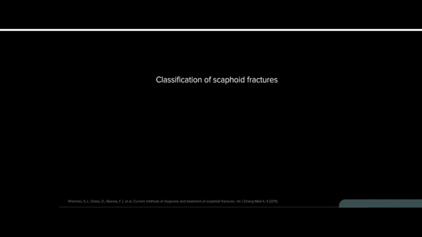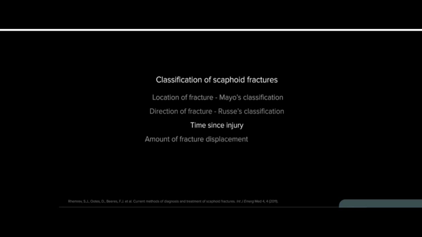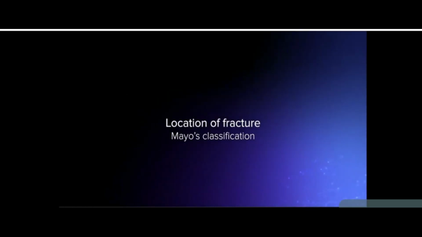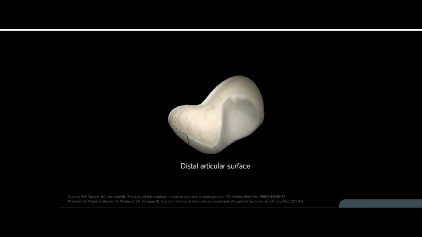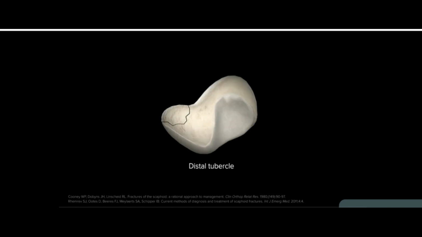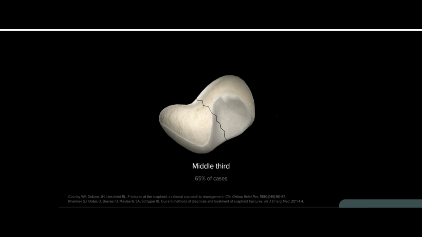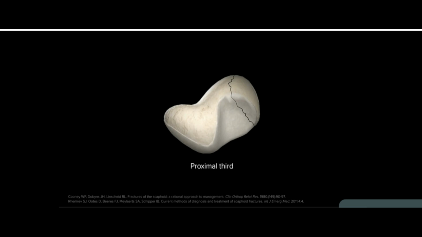Classification of scaphoid fractures is based on several different characteristics: location of fracture, direction of fracture, time since injury, and amount of fracture displacement. We will cover these one by one. For fracture location, 5 different fracture sites are proposed by the Mayo classification: the distal articular surface, the distal tubercle, the distal third in 10% of cases, the middle third or waist, most common in 65% of cases, and the proximal third or proximal pole in 25% of cases.